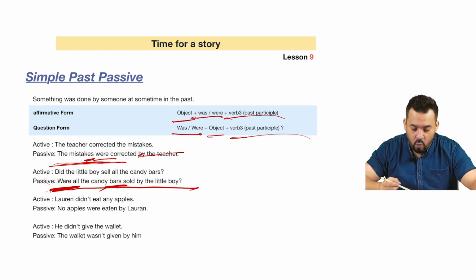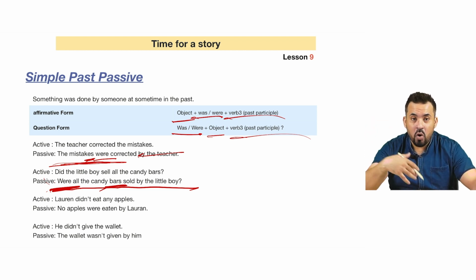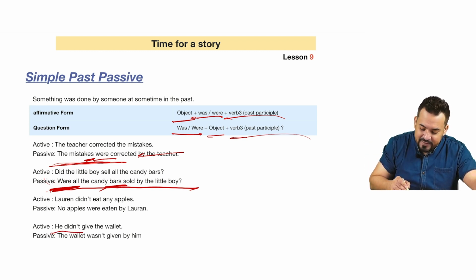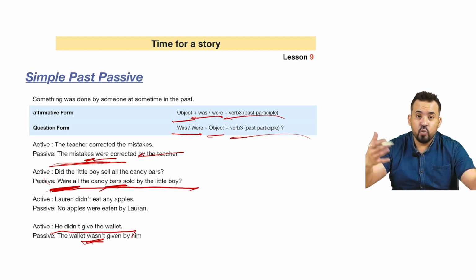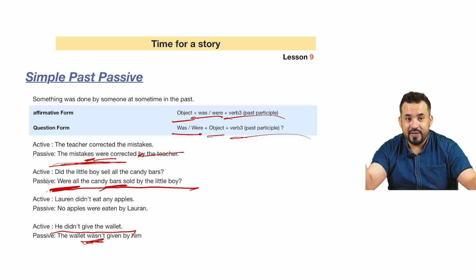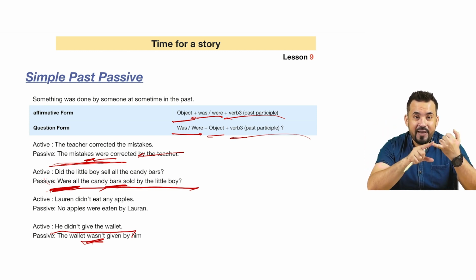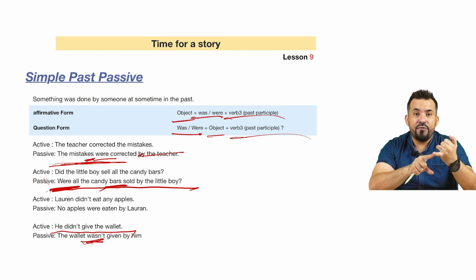Let's take a look at the negative form. Lauren didn't eat any apples. No apples were eaten by Lauren. Again, we use were because apples is plural. Last one is, he didn't give the wallet. The wallet wasn't given by him. The wallet wasn't given. We don't care who gave or didn't give the wallet. All we care about is the action, the result. Again, we have to pay attention to the object. Wallet is single. That means the auxiliary will be was and not were because it's single.